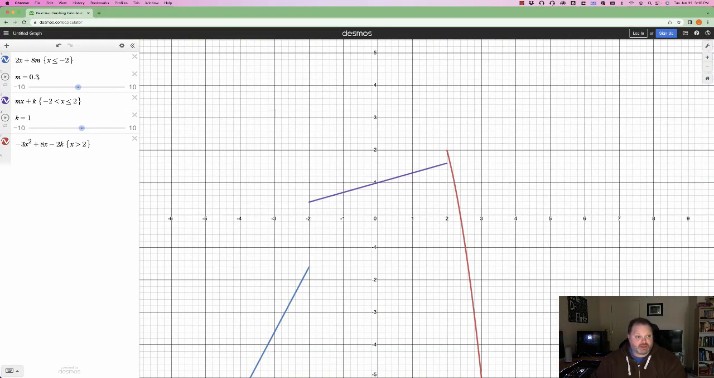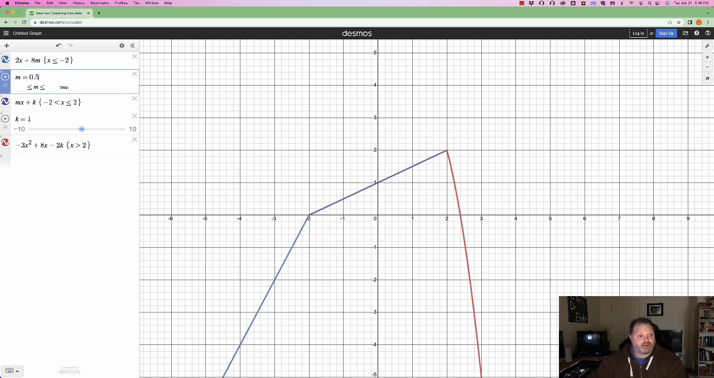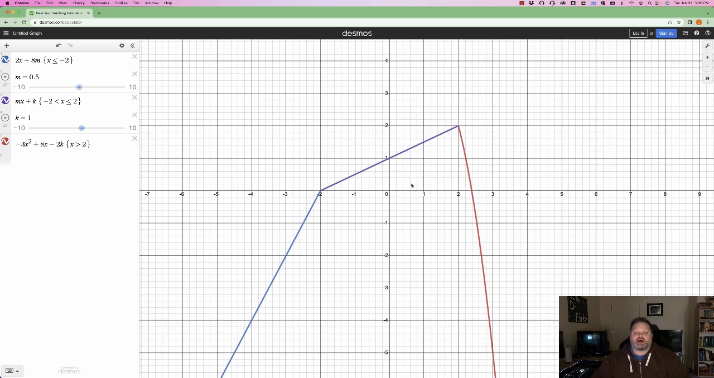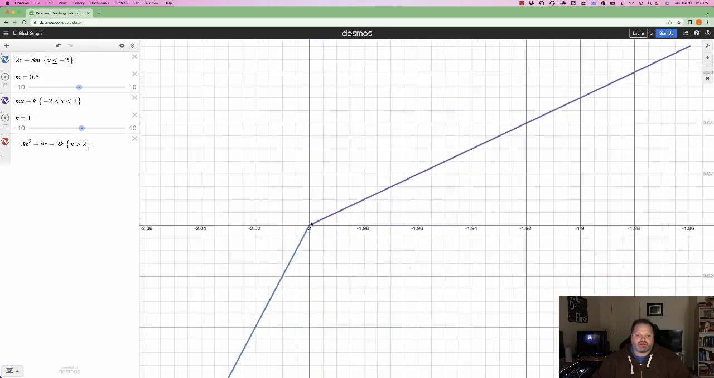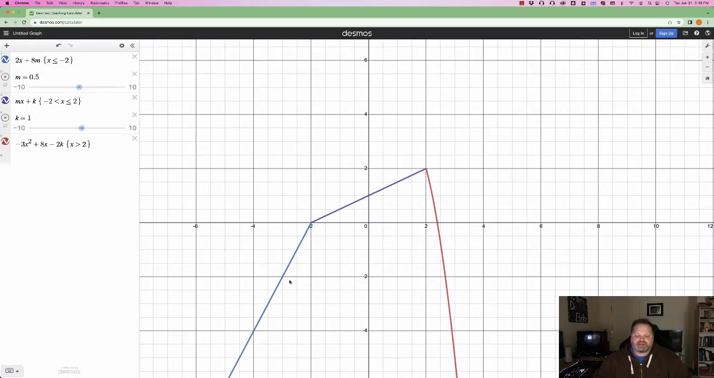So we said that if m is 1/2 and k is 1, things work out, and wouldn't you know it, we're correct. You can see here that there's no gap. There are corners here, but there's no gap here, right? We can zoom in. We have successfully bridged the two functions.